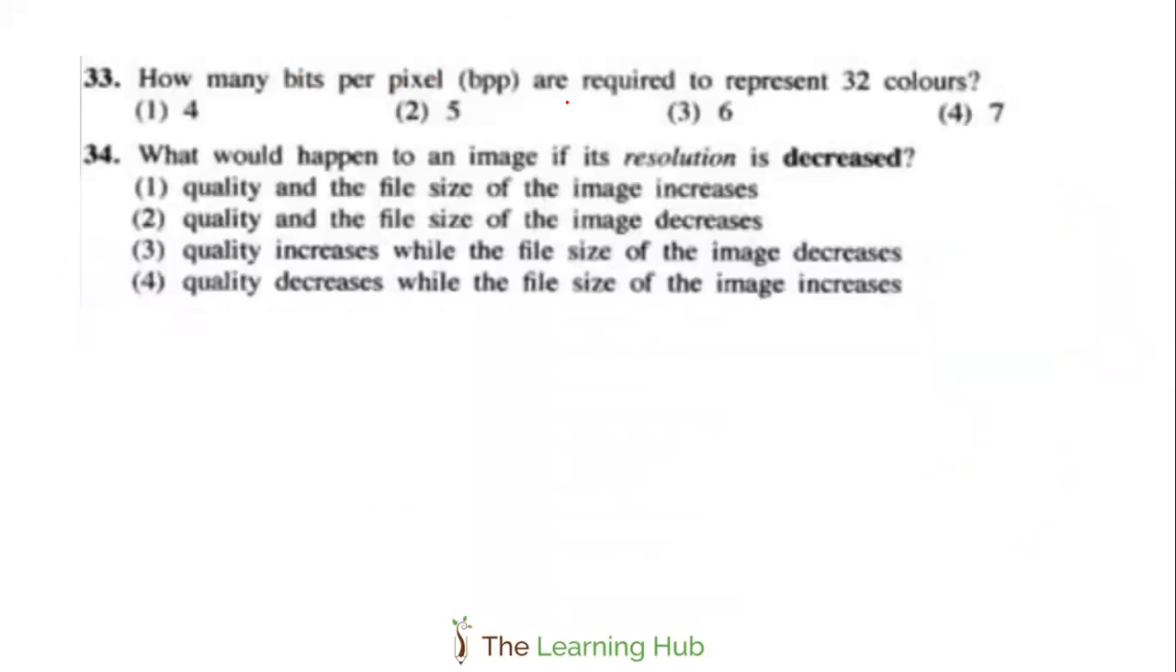And how many bits per pixel are required to represent 32 colors? Very easy, just like the previous one, but it's coming in reverse. So 2 to the power something will be 32. You need to figure out what this something is. So what is it? 2 to the power?